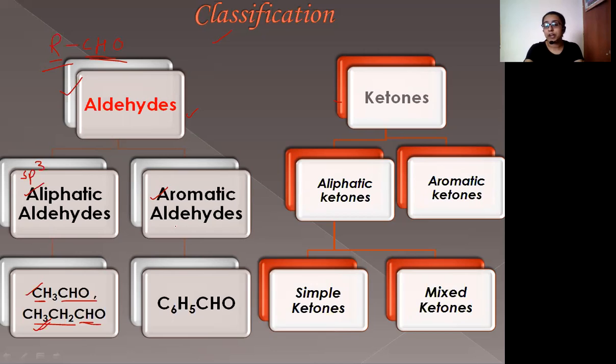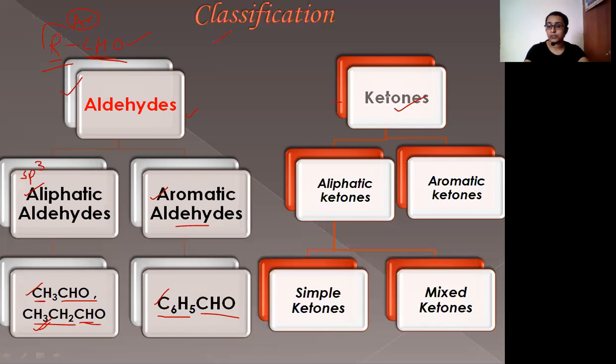Now in case of aromatic aldehyde, the aldehyde group is directly attached to the benzene ring or aryl group. Whenever the aldehyde group is directly attached to the aryl group, benzene ring or aromatic ring, at that time it is known as aromatic aldehydes. For example, benzaldehyde, here the CHO group is directly attached to the benzene ring, right? So this is aldehydes. Now what are ketones?